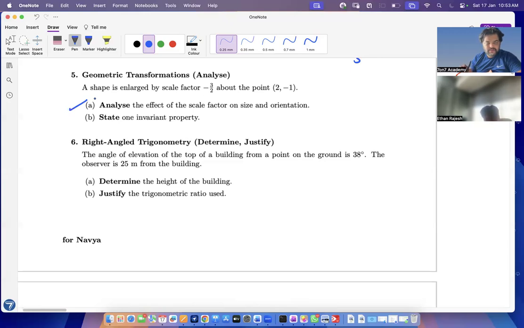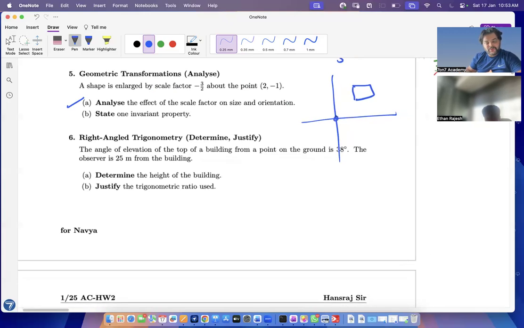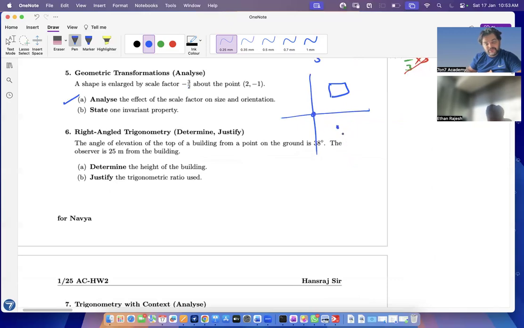Scaling means enlargement will increase it. Scale factor, they're saying if any object is there. Two types of enlargement are there: about the origin and about any specific point. This is about a specific point, 2 and minus 1 here. So if you enlarge about 2 and minus 1, then analyze the effect on the size of the original. But what happens? The factor is negative 3 by 2. So you multiply it by negative 3 by 2, right?